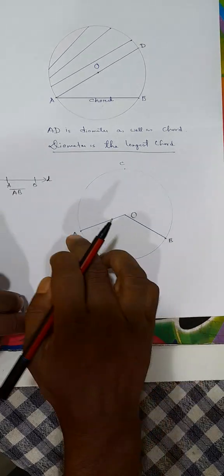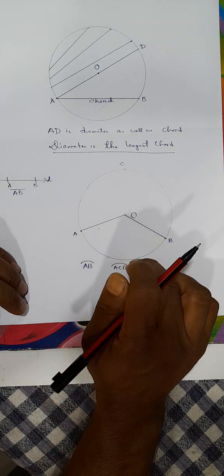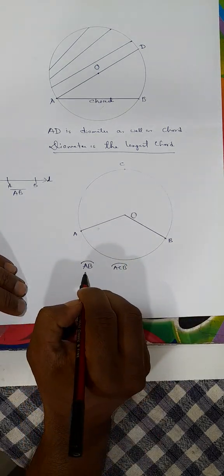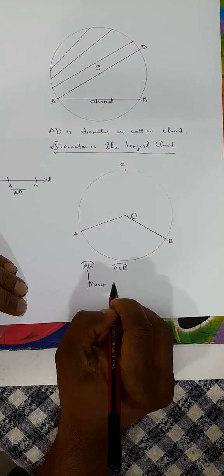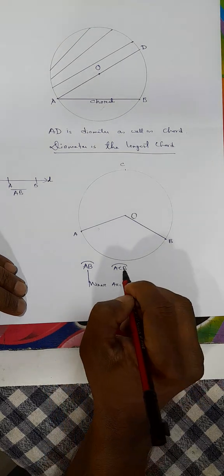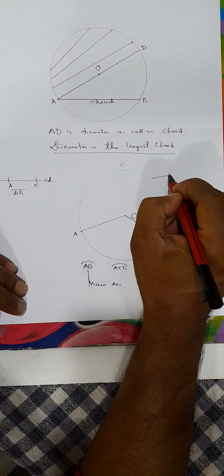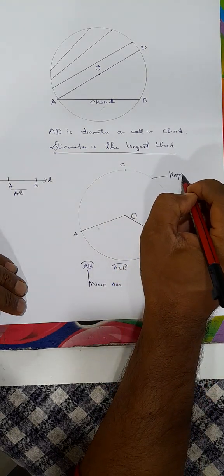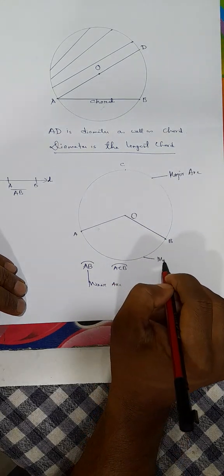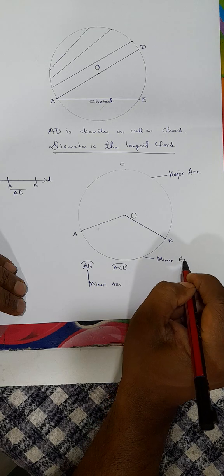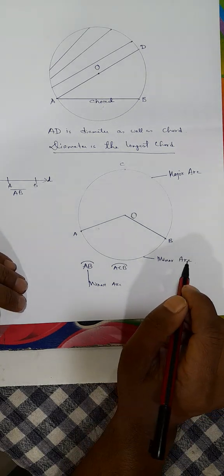Now you see this arc is smaller than this arc, so we call this a minor arc. This arc is called the minor arc. And this arc ACB is called the major arc. And this is called the minor arc. Right?